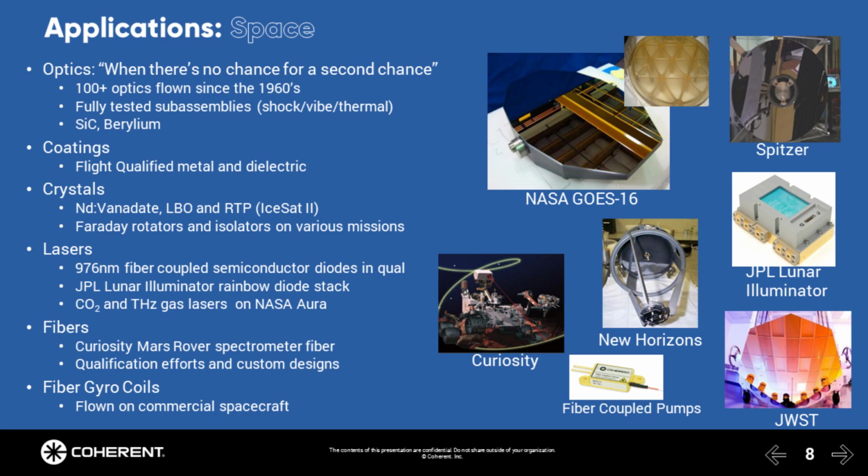From the fibers perspective, we've put fibers in spectrometers to deliver light from the collecting optics down to the spectrometer on the Curiosity rover, and have a number of qualification efforts ongoing for some fiber designs that are radiation resistant for other space applications, particularly in optical communications in space, laser communications. And then some of our fiber gyro coils have also flown on commercial spacecraft.